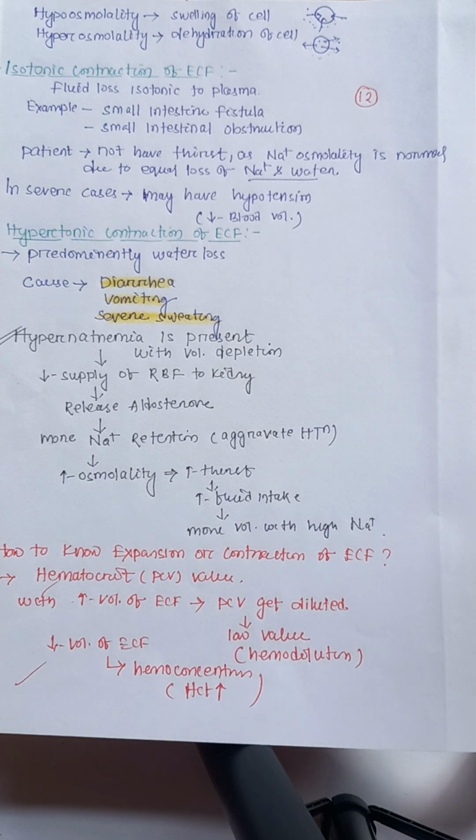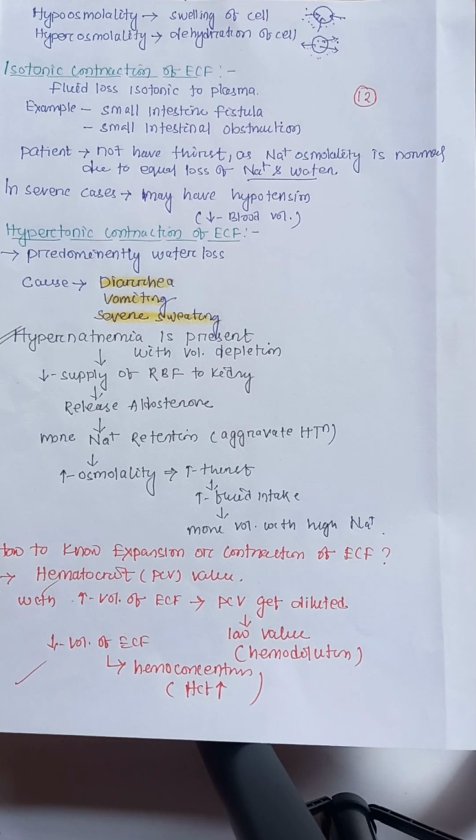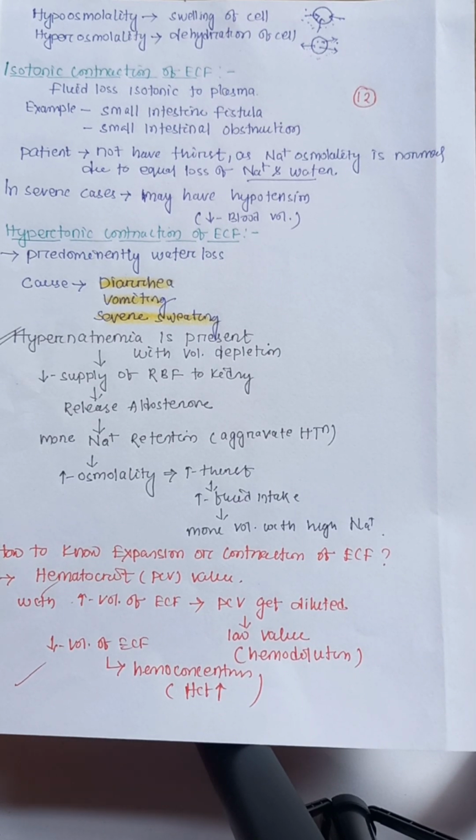Okay, and hypertonic contraction of ECF is predominantly water loss. That means major water loss, like in diarrhea, vomiting, and severe sweating. That's why I have taken this: diarrhea, vomiting, and severe sweating are very important, and many of us have had them. Okay, hypertonic contraction of ECF.